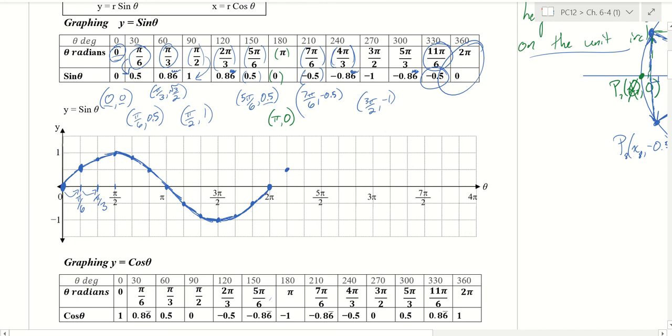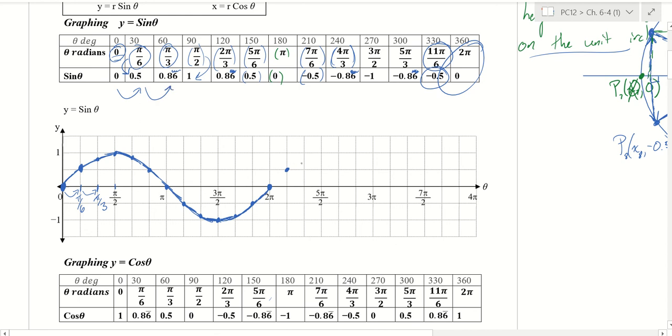Here we can notice what happens with our outputs. Well, we go from 0 to 0.5. So we've got 0.5 here. We go from 0.5 to 0.86. So we should have 0.86 here. We go from 0.86 to 1. So we should have 1 here. We go from 1 to 0.86. So we should have 0.86 here, and so on. We have 0.5 here. We have 0 again. We have negative 0.5. We have negative 0.86, or negative root 3 over 2. We have negative 1, we have negative 0.86, we have negative 0.5, and we have 0 again. And we could just keep going, right? We could just keep going literally forever.